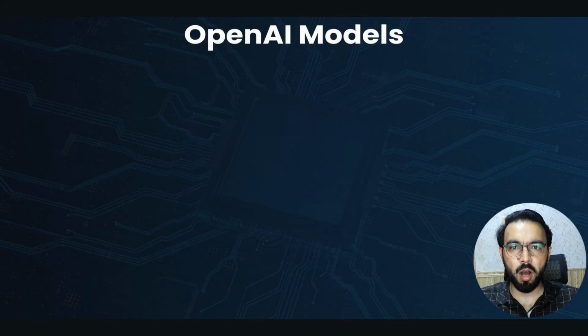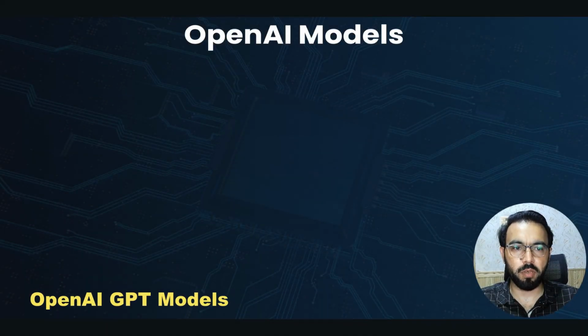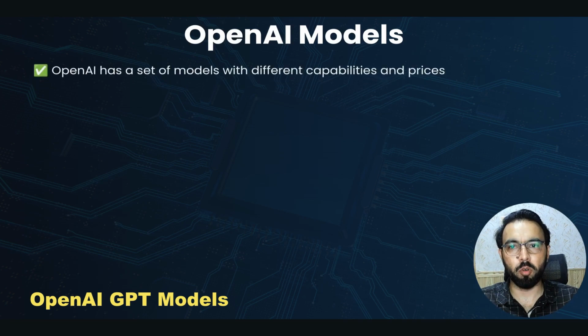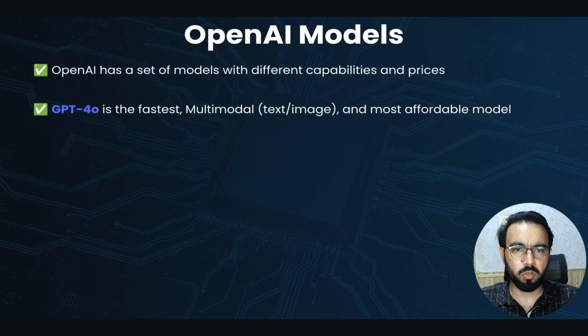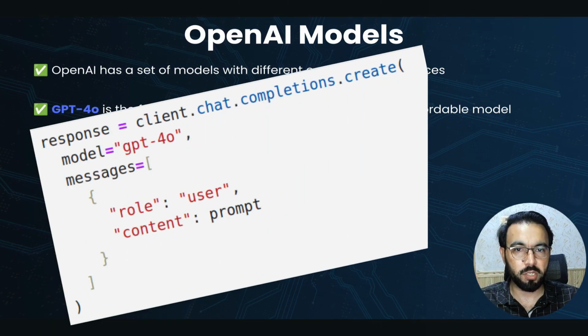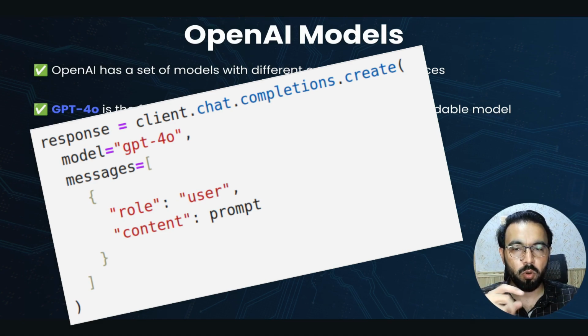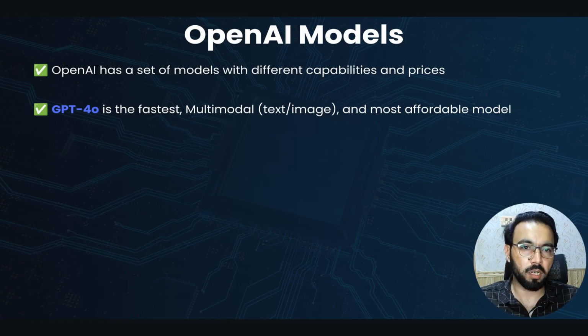Now let's see how many OpenAI models we have available at the moment. OpenAI has a set of models with different capabilities and prices. There is GPT-4o, which is the fastest. It's multimodal, with both text and image. If you have noticed, when we were doing the image explanation part, we were setting the GPT model to 4o because it's multimodal, so it accepts and works with both text and image. And this is also the most affordable model.